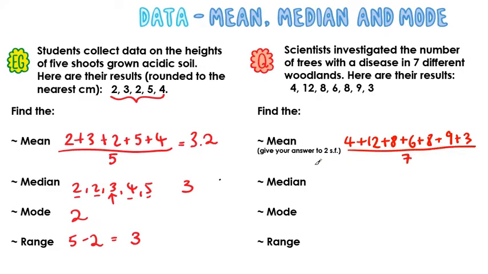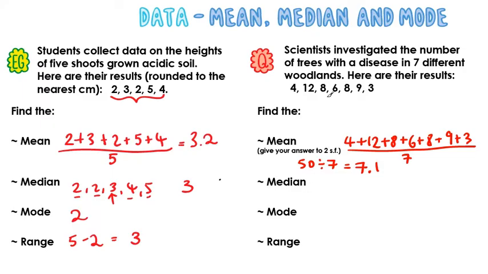So when we add them up, we get 50 divided by 7 gives us a long number. We want it to 2 significant figures. So we want 7.1, and then the 4 means that the 1 doesn't round up. So we just leave it as 7.1.